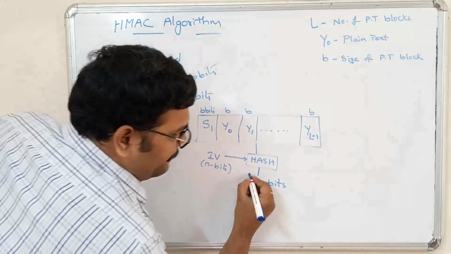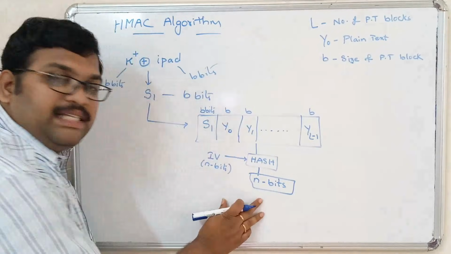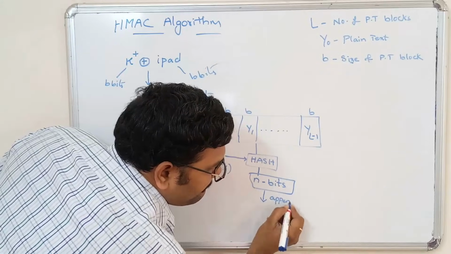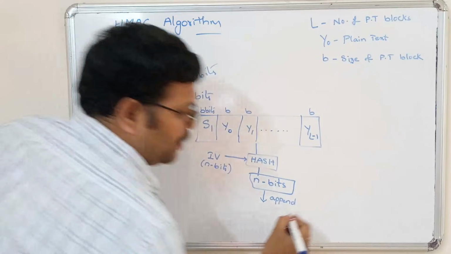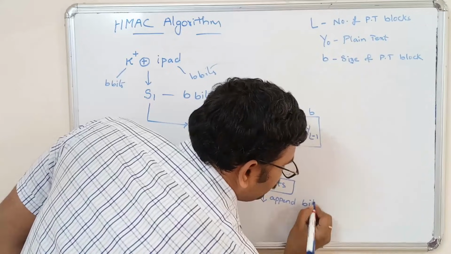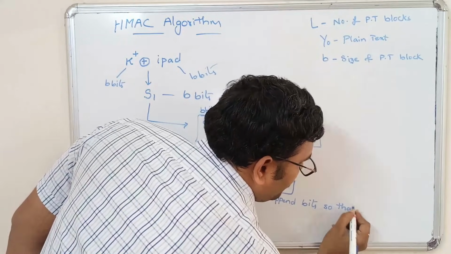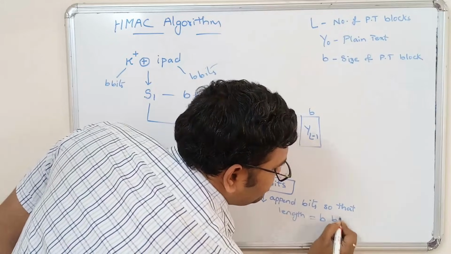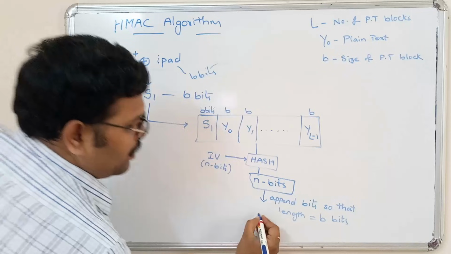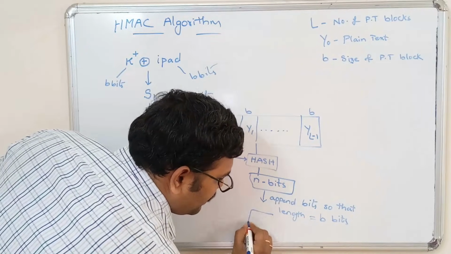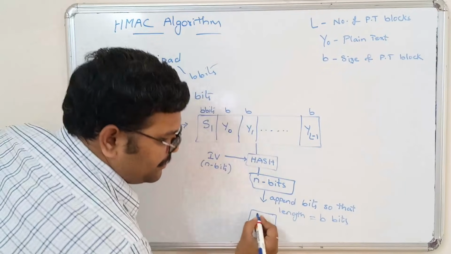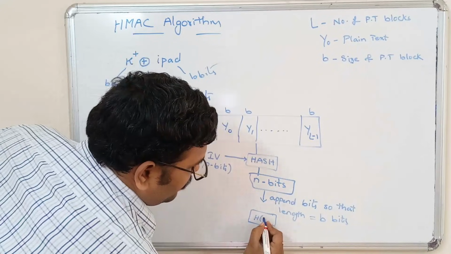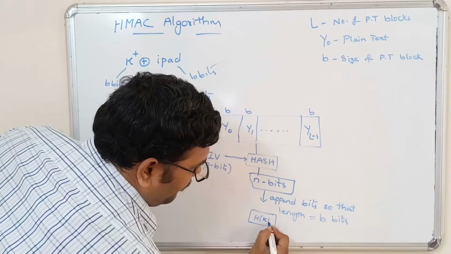Now again repeat the same procedure. We have to append bits so that the length is equal to B bits. So here we will get again B bits, H of K and M.